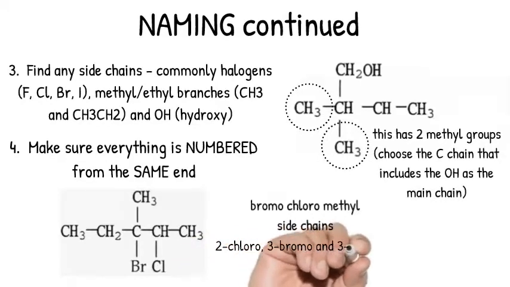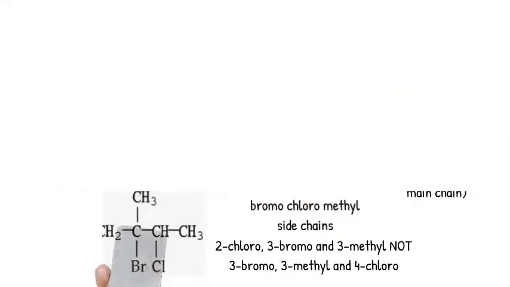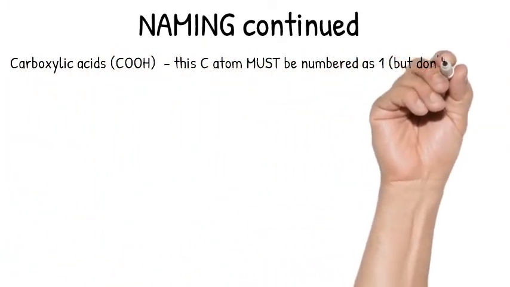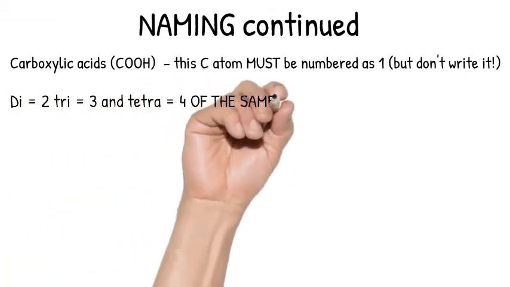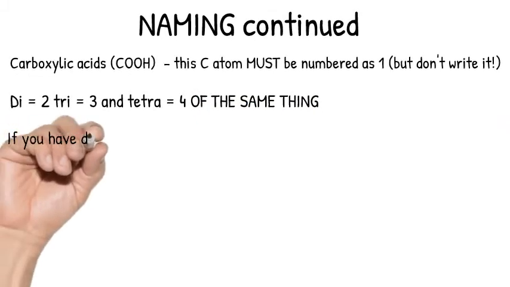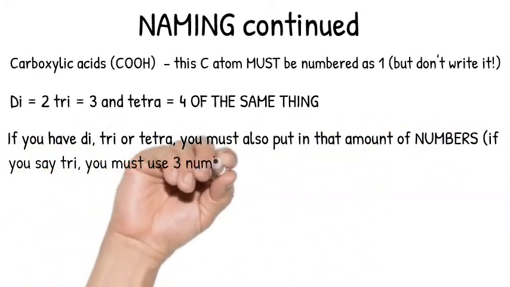Other points. Carboxylic acids, the COOH, this carbon atom must be numbered as number 1, but we never write the number 1. If we have 2, 3, or 4 of the same thing, we need to use the prefix di, tri, and tetra. If we do use di, tri, or tetra, we must also put in that amount of numbers. i.e., if you say tri, you must use 3 numbers to show where each side chain is placed.